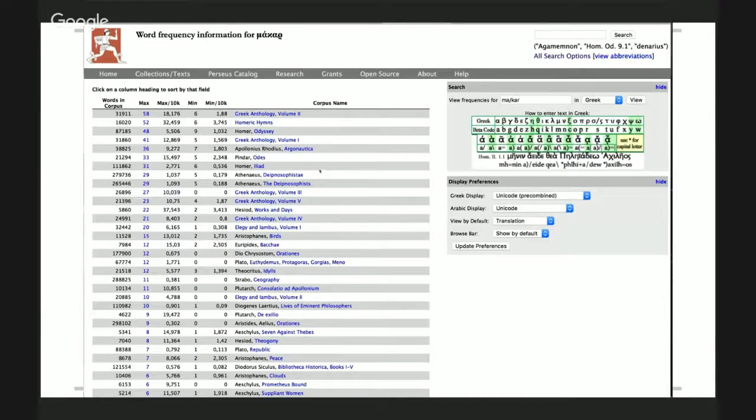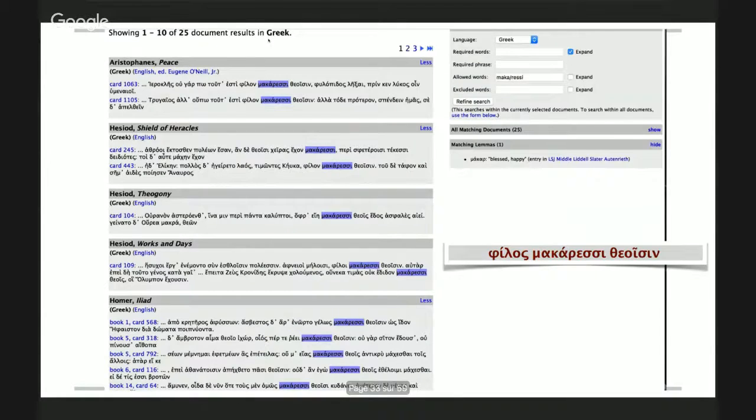So now let's look at how it is made and search here for textual quotations. We find the exact quotation of philos makaresi theoisin, not only in Homer, but also, as you see, using the retrieval tools, you can find this expression also in Aristophanes, Hesiod, and many other authors.